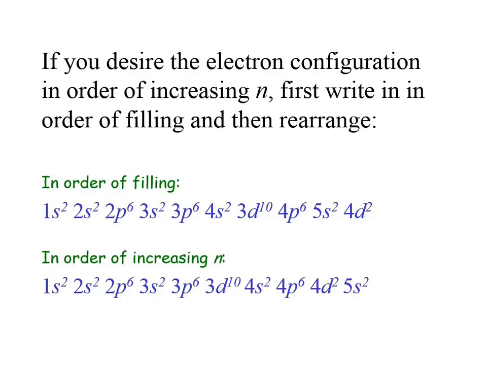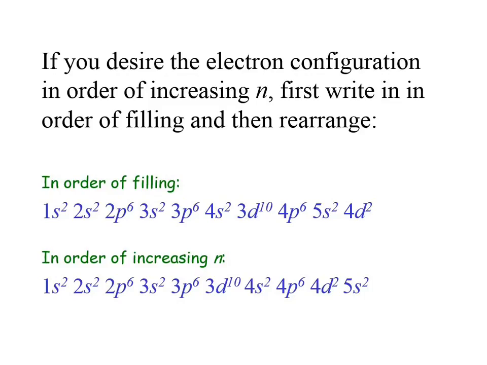1s2, 2s2, 2p6, 3s2, 3p6, 3d10, 4s2, 4p6, 4d2, 5s2. Now, it might take you a minute to look at it and convince yourselves, but they are the same configurations. They're just taking a whole subshell and ordering them in increasing n. And in a minute, I'm going to show you why you would care about that.